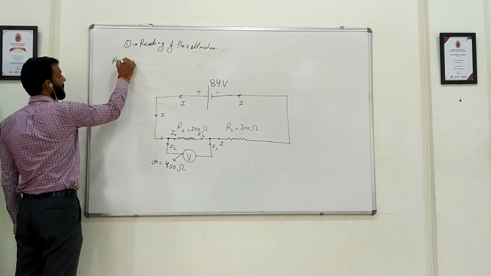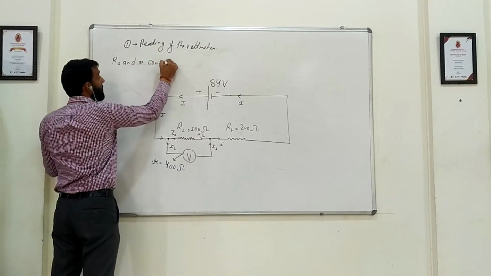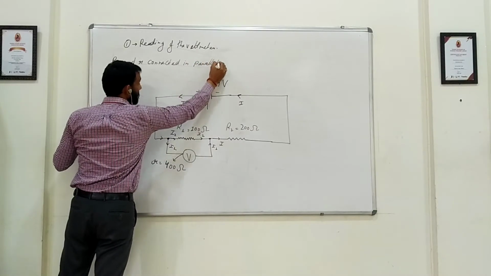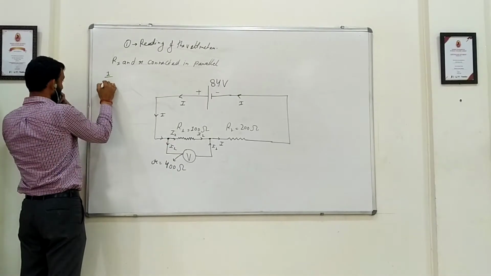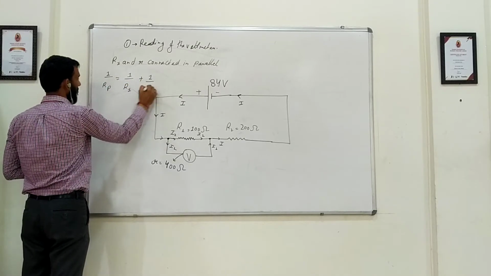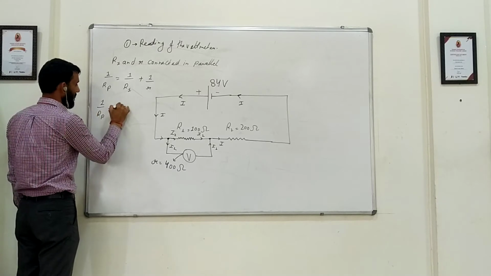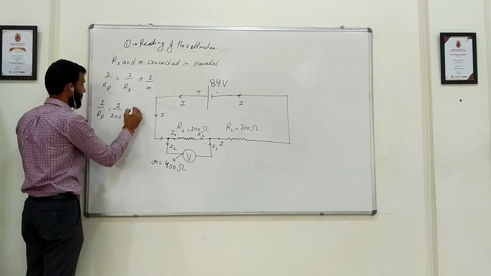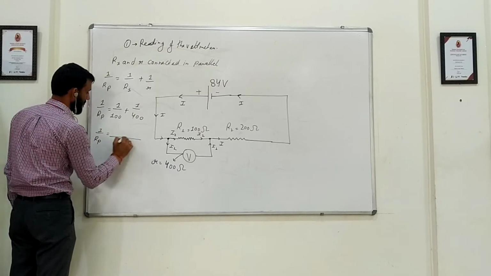So I have R1 and R, which is the voltmeter's resistance, connected in, how are they connected? Parallel. Why are they connected in parallel? Because current is getting divided. So what will be their net resistance? 1 upon Rp is equal to 1 upon R1 plus 1 upon R. So 1 upon Rp is equal to 1 upon R1, which is 1 by 100, plus 1 by 400. So 1 by Rp will be equal to 5 by 400.